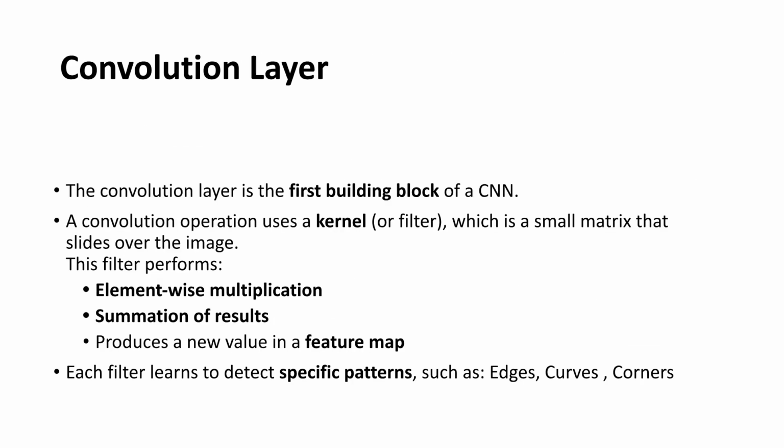The convolution layer is the first building block of a CNN. The convolution operation uses a kernel or filter, which is a small matrix that slides over the image. Here's how it works. For each position of the filter on the image, we perform element-wise multiplication between the filter and the corresponding region of the image. Then we sum all the results. This sum becomes a single value in the feature map. Each filter learns to detect specific patterns. Some filters detect horizontal edges, others vertical edges, and others detect corners or curves. It is this diversity of filters that allows the CNN to capture a wide variety of visual features.